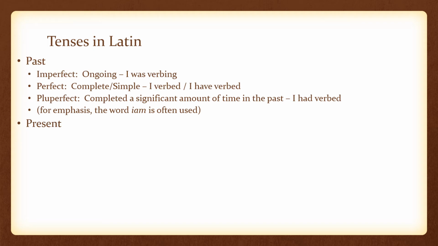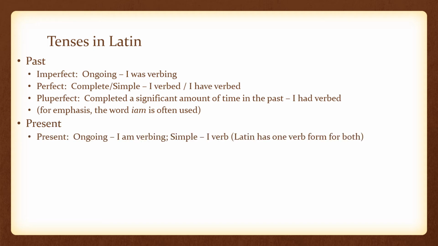There's only one present tense in Latin. It shows ongoing action in the present, I am verbing, and it shows simple action in the present, I verb. Latin has one verb form for both, so you kind of have to use context when you're deciding how to translate it into English. For emphasis, if we want to emphasize the time when it's happening, we might use the word nunc. I'm doing it now.